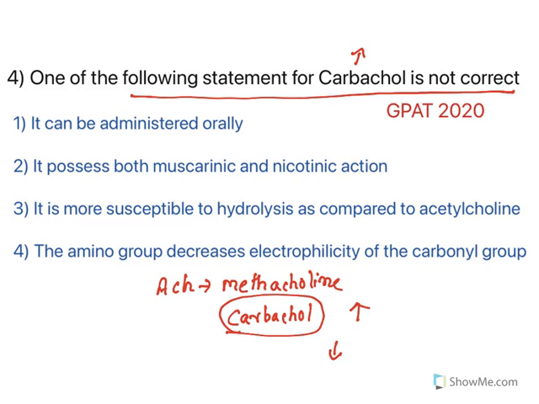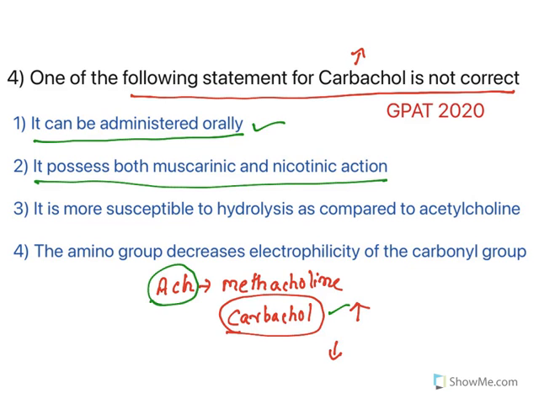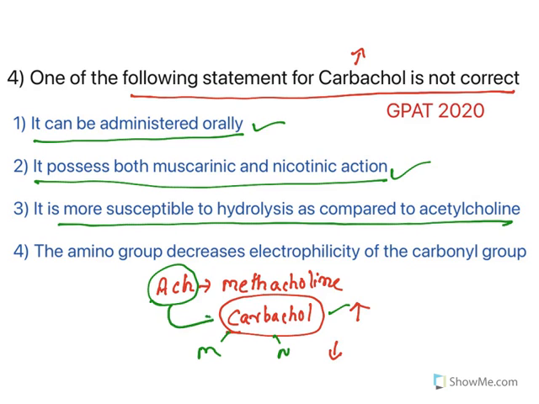Now let us see the options. It can be administered orally. True, because you have increased duration of action. It possesses both muscarinic and nicotinic action. Similar to acetylcholine, it has both muscarinic and nicotinic action. True. It is more susceptible to hydrolysis as compared to acetylcholine. No, it is resistant to hydrolysis. That is the reason why carbachol is prepared. This is not correct. Now the next one, the amino group decreases electrophilicity of the carbonyl group.